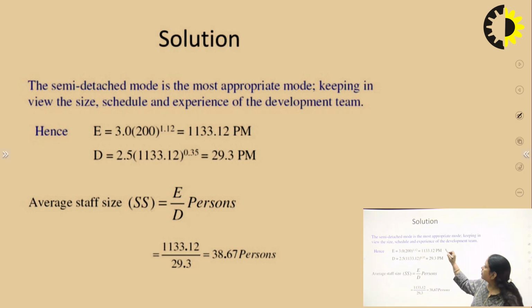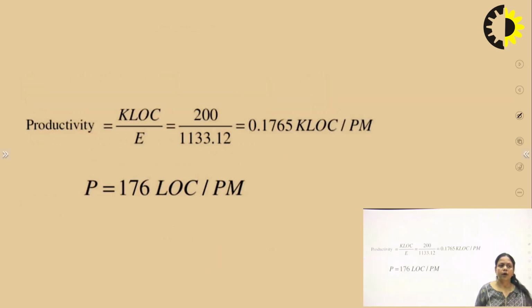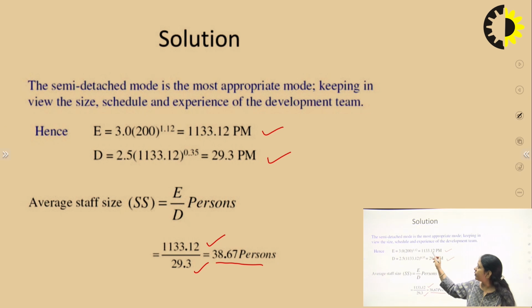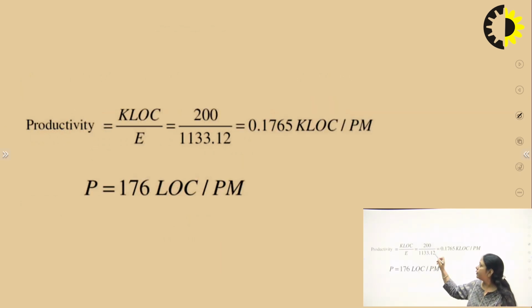So we can apply semi-detached mode in this question. Again we will apply the effort formula and development time formula. When we find out E and D, then we can calculate average staff size with the help of E upon D. We put the values of E and D, and then we can calculate the average staff size here. And the next thing is the productivity. Productivity can be found with the help of kilo lines of code upon E. Kilo lines of code is 200 here, and the effort which we have already calculated here is 1133.12. So we will put this value in this formula, and then we will find the value 0.1765 kilo lines of code per person-month. This is the answer of this question. So we can calculate all the four terms: effort, development time, productivity, and average staff size with the help of the lines of code and coefficient values.